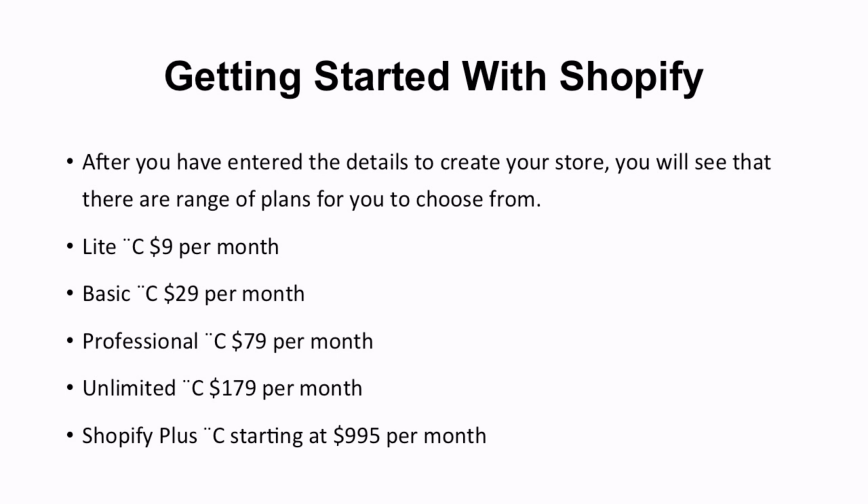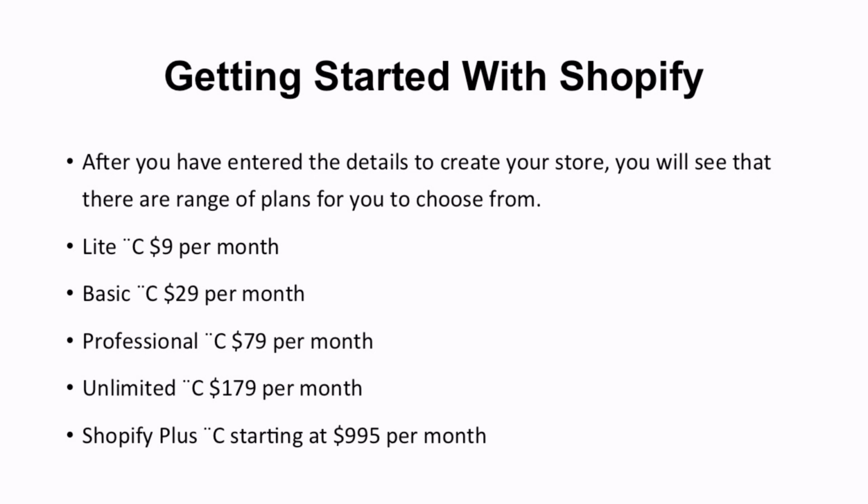After you've set up your Shopify store, you will see that there are a range of plans that you can choose from. And those plans are Lite for $9 per month, Basic for $29 per month, Professional for $79 per month, Unlimited for $179 per month, and Shopify Plus that begins at $995 per month.